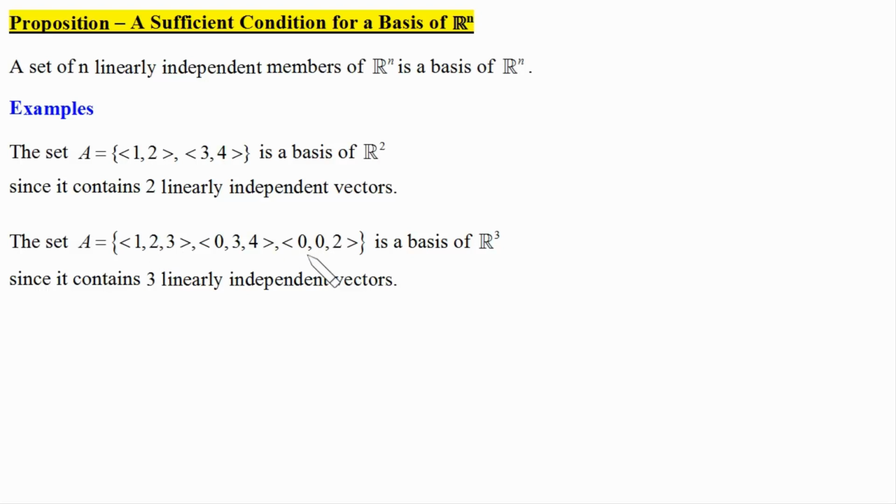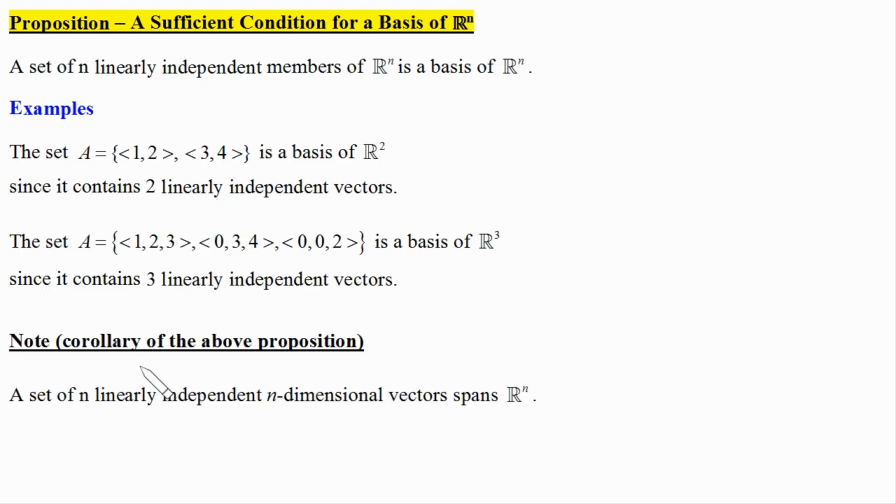There's also a corollary, a conclusion from the proposition. And that corollary is that if I have n linearly independent members of Rn, I just say n-dimensional vectors, meaning members of Rn, then they span Rn. And that's because they are a basis. If I have n linearly independent members of Rn, then they're a basis, and because they're a basis, then they also span Rn.